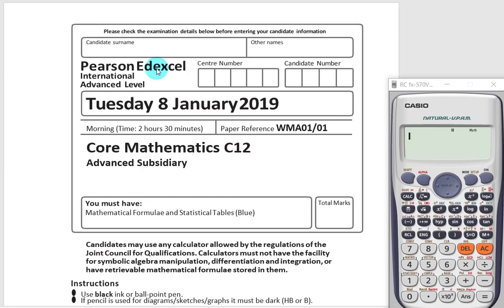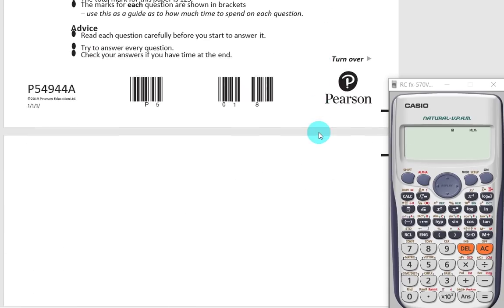Today we have Edexcel Mathematics C12 January 2019 WMA 0101. Let us start the first question.